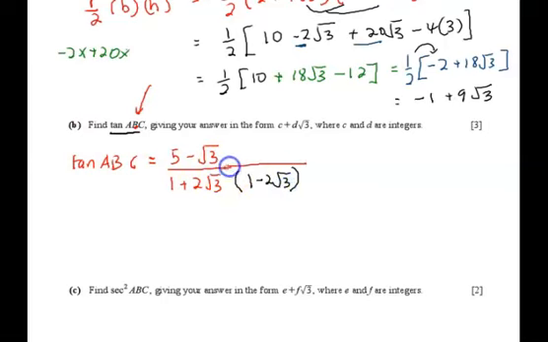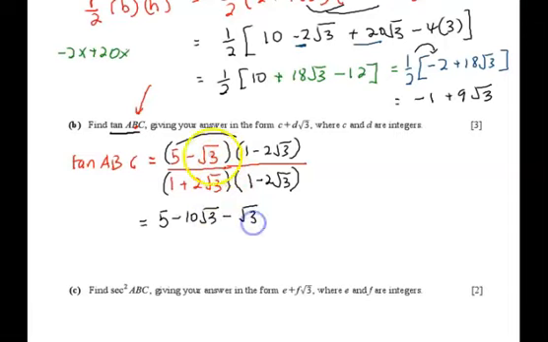So we remember we have to multiply up and down, both sides. So here also 1 minus 2 square root of 3, and put a bracket at both sides. Now we can multiply. At the numerator, you'll be getting 5 minus 10, and here you'll be getting minus. And here will be positive 2 times 3, because surd 3 multiplied with surd 3.